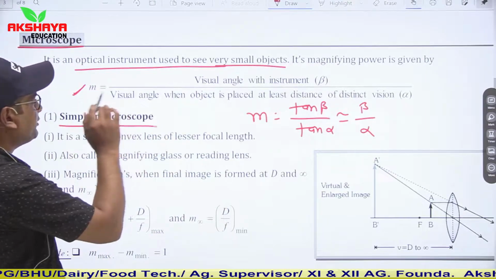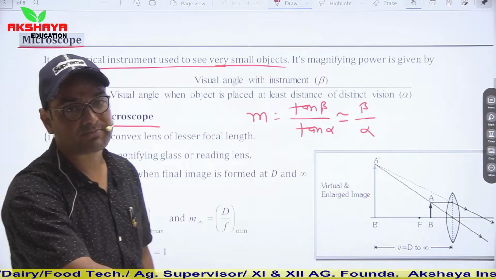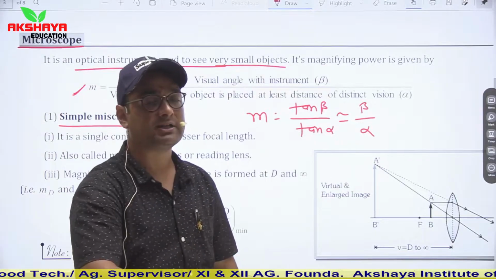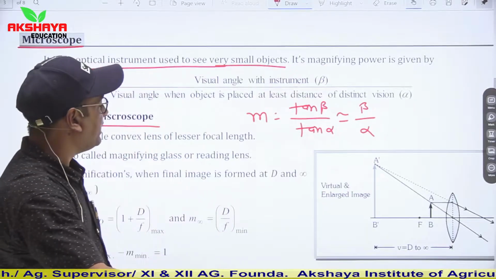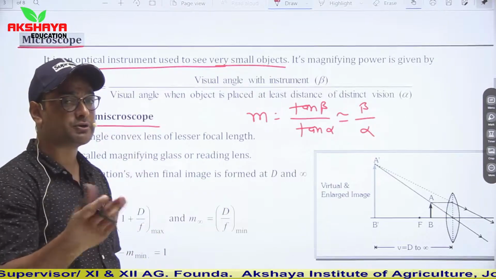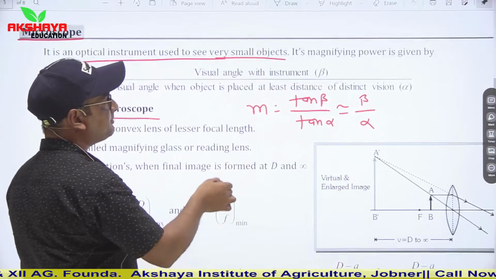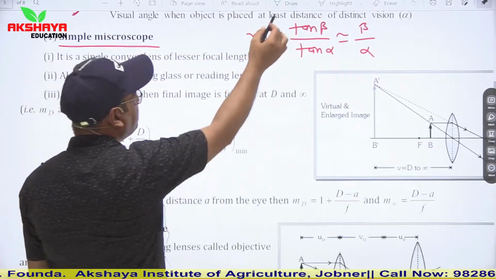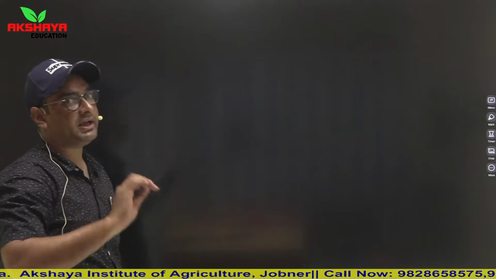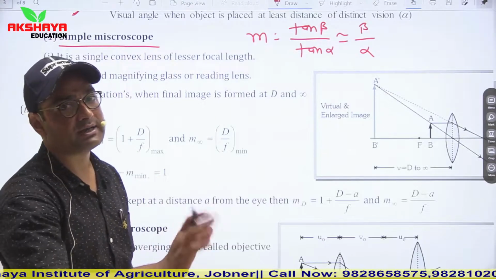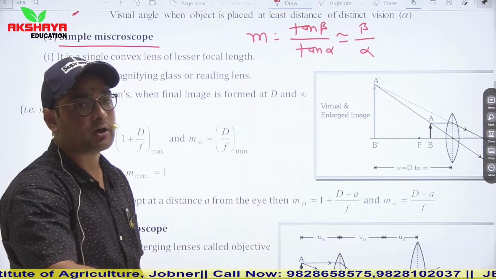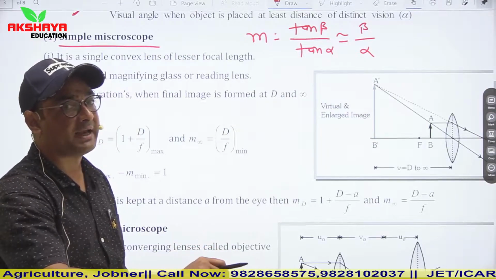Now see, microscope can be classified into two parts. One is simple microscope and another one is complex microscope, also known as compound microscope. In case of simple microscope, we simply study that it consists of only a single convex lens. It is also known as magnifying glass.